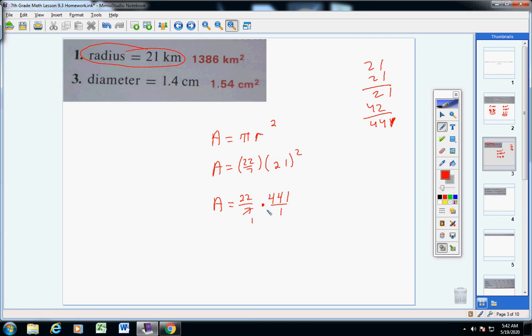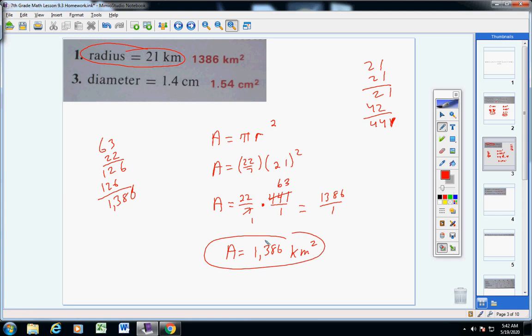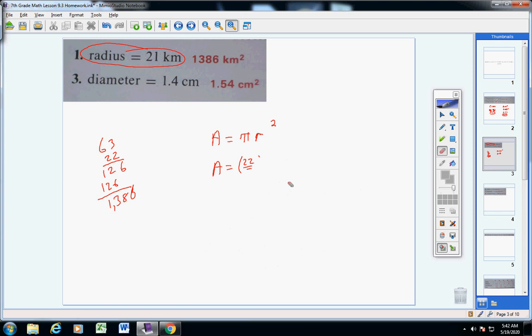7 goes to 7 once. 7 goes to this 63 times. And now 22 times 63 would be 1,386. 1 times 1 is 1. So the area is 1,386 kilometers squared. Okay, guys? Same formula, just over and over and over.